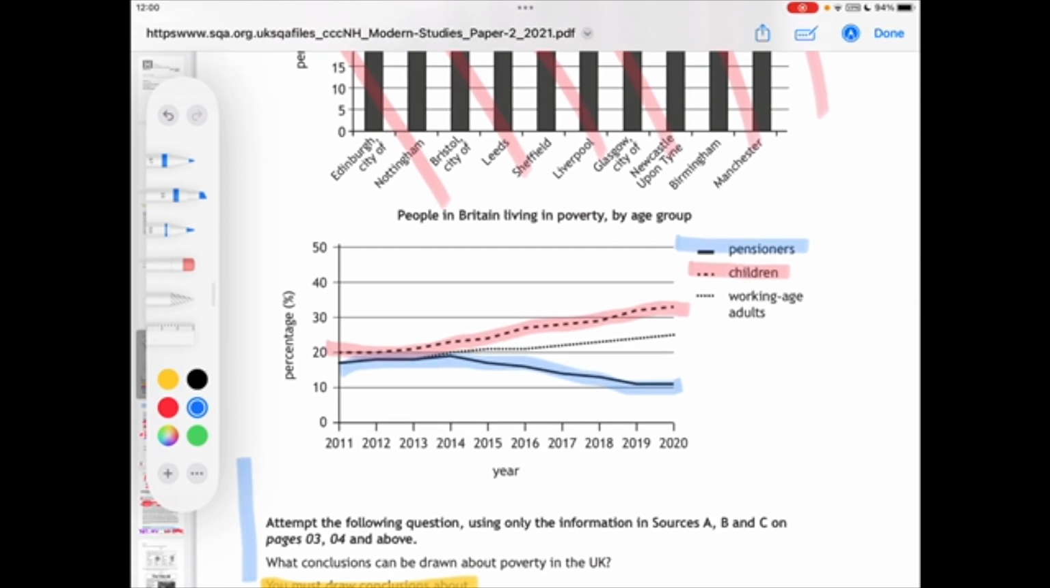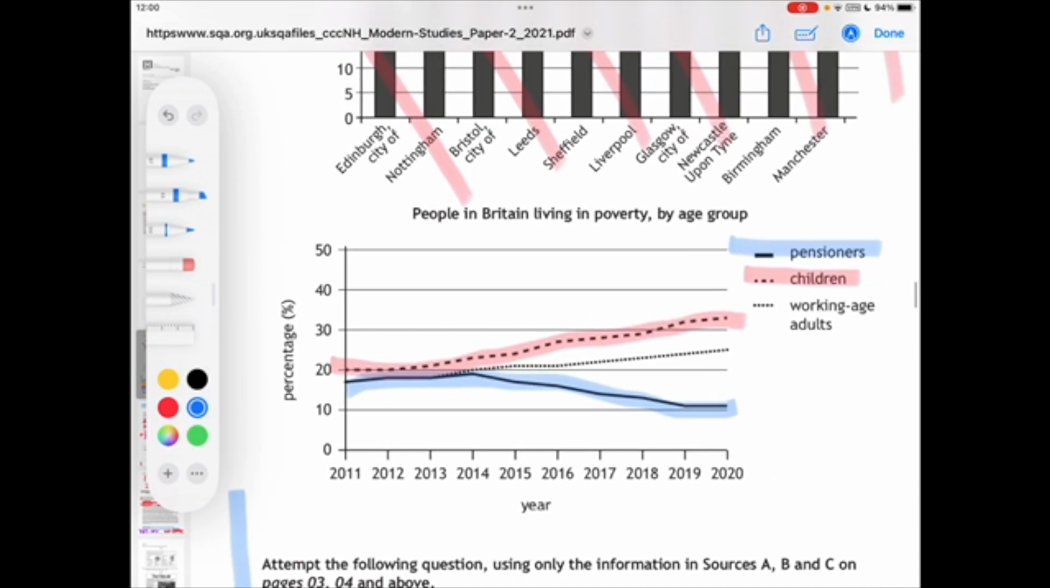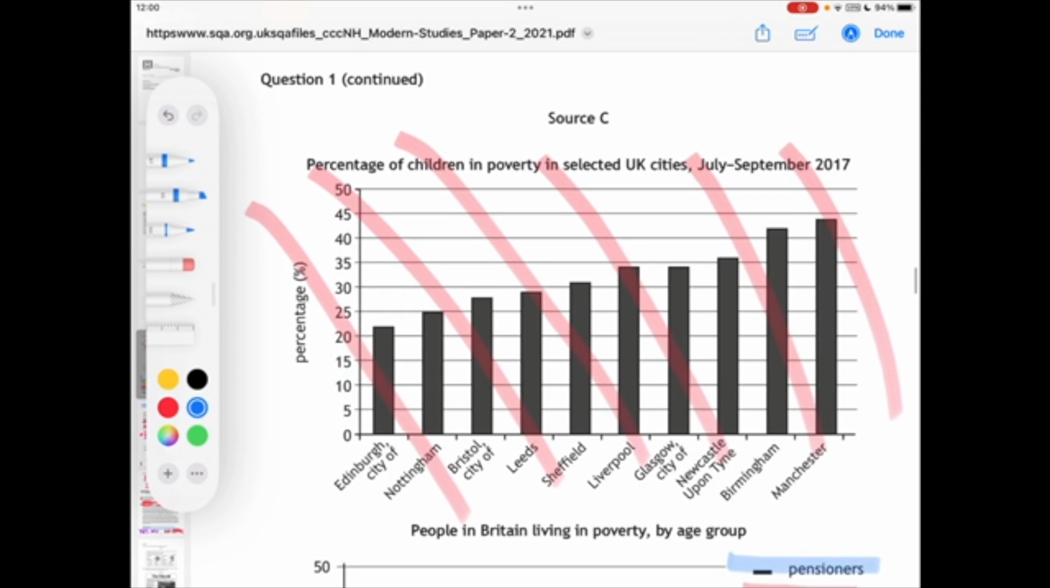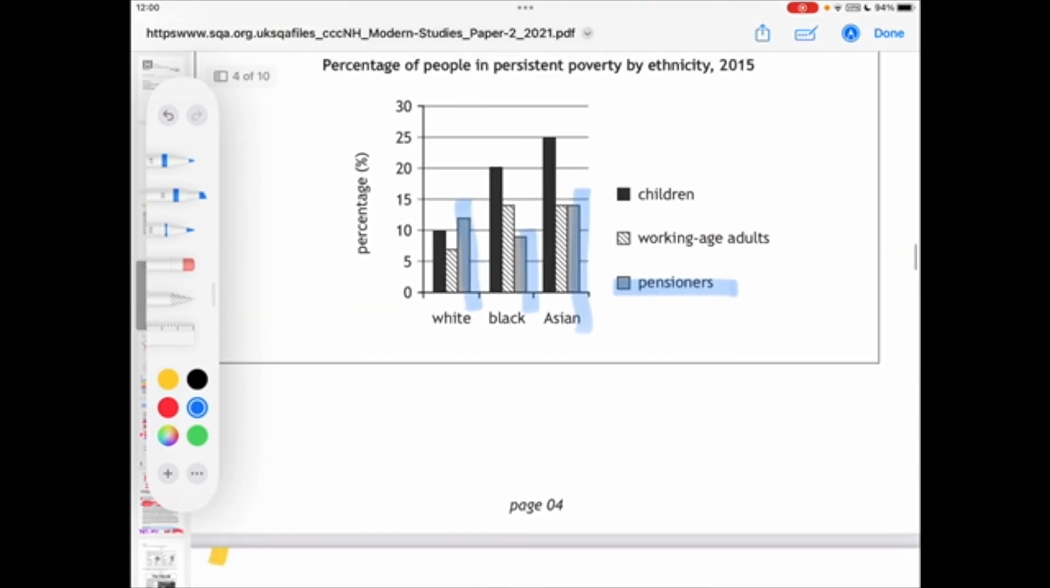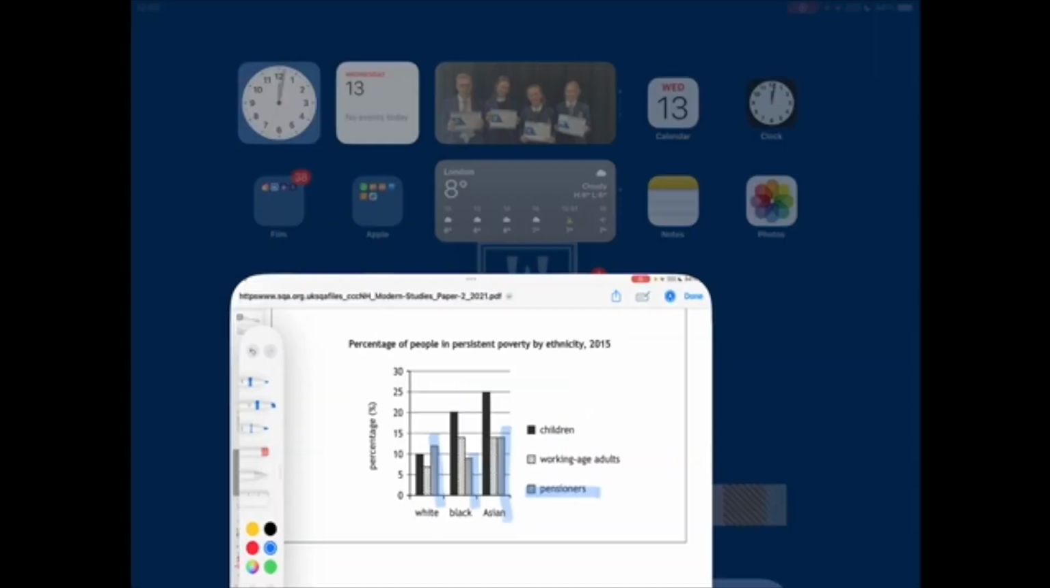So if we look at this here, pensioners are the lowest group living in poverty. There are more children and more working age adults in poverty. So pensioner problems clearly still a problem. There's more than 10%. However, they are the group that's least affected. With the exception of the white group here as well, pensioners aren't the biggest group in the other 2 categories. So let's start writing this.